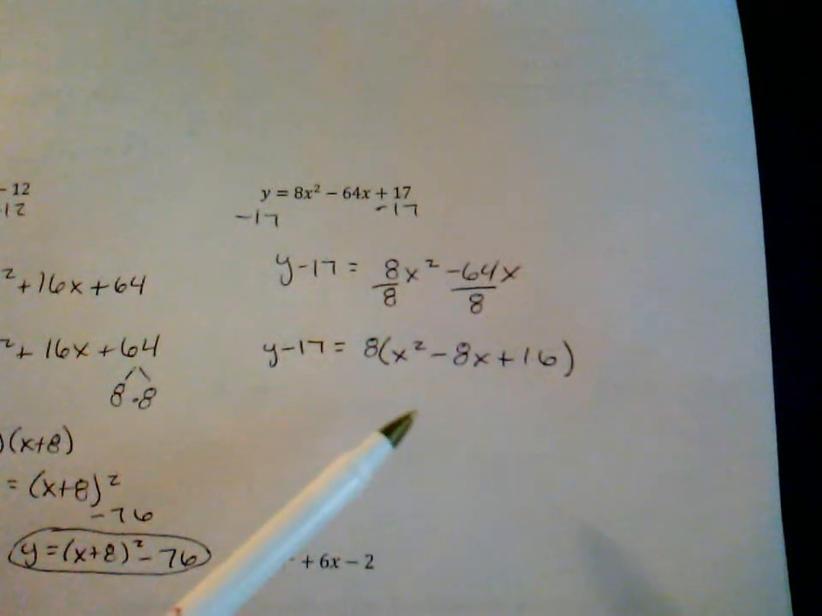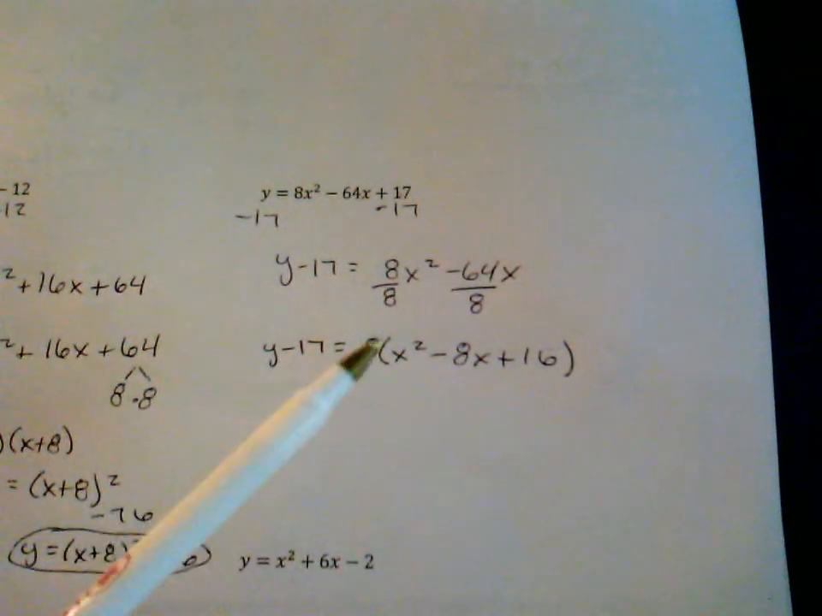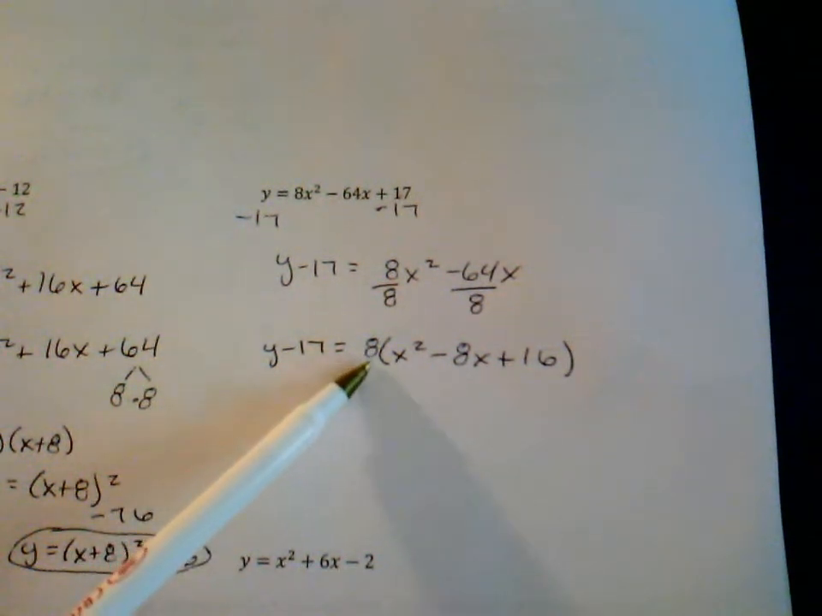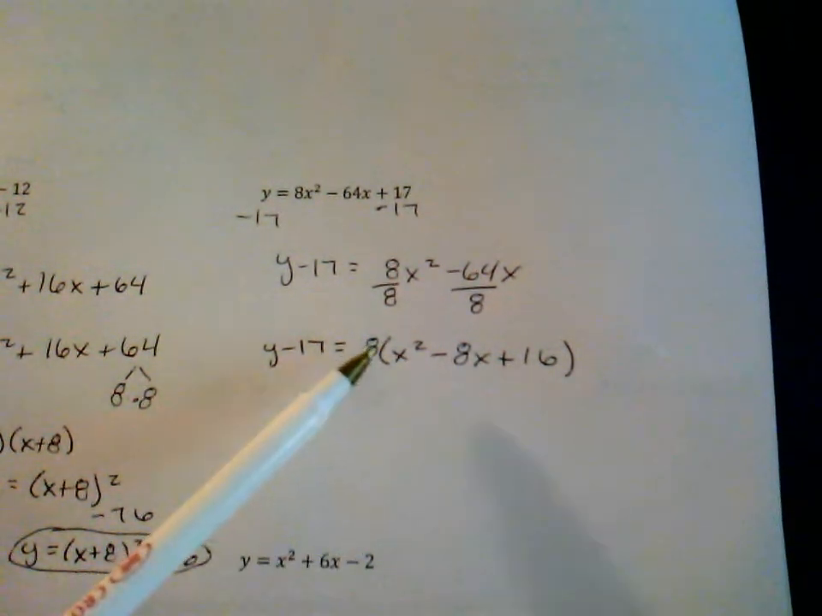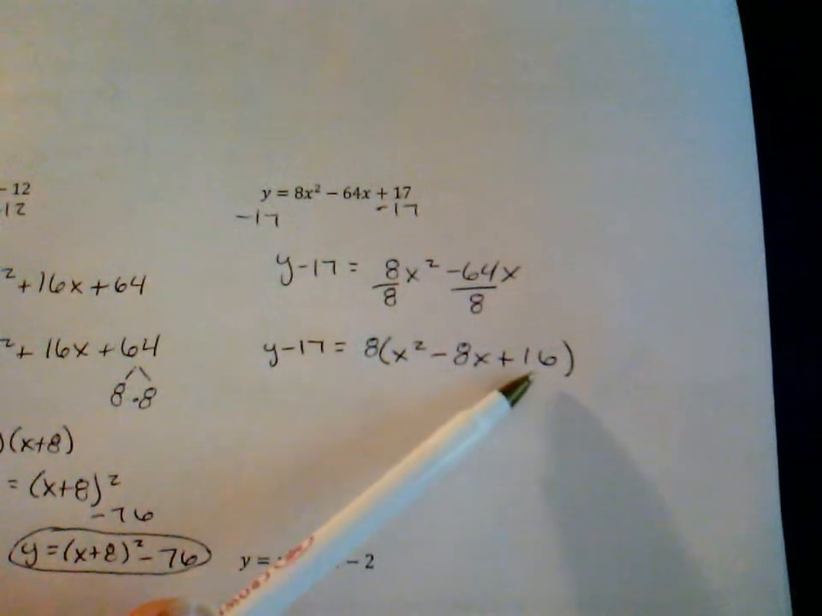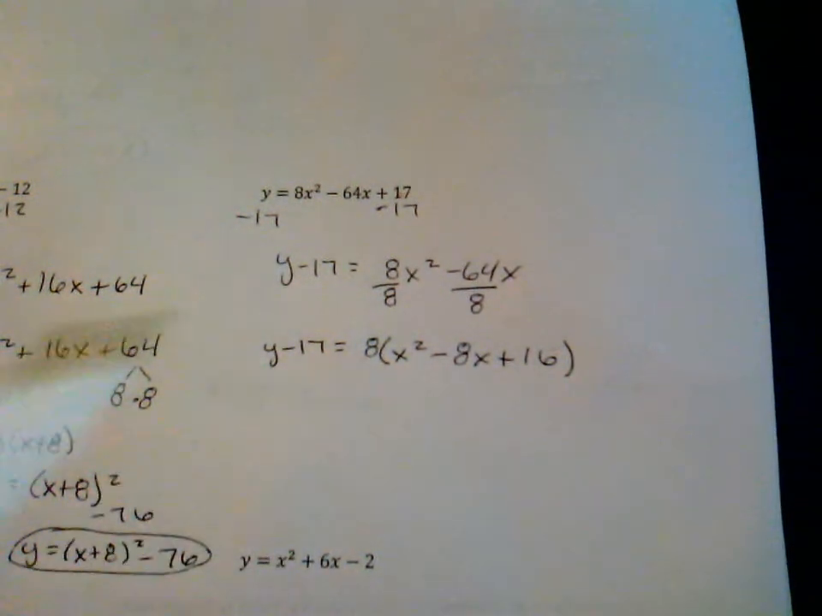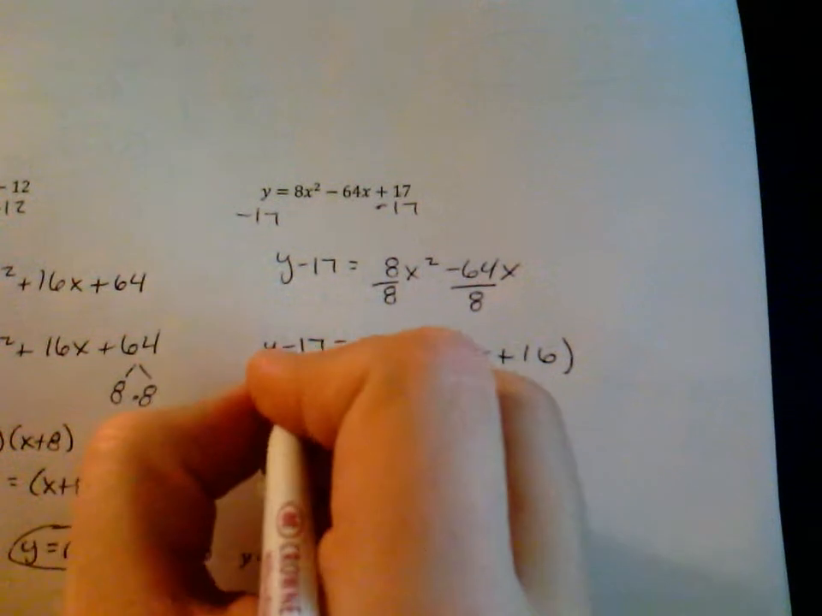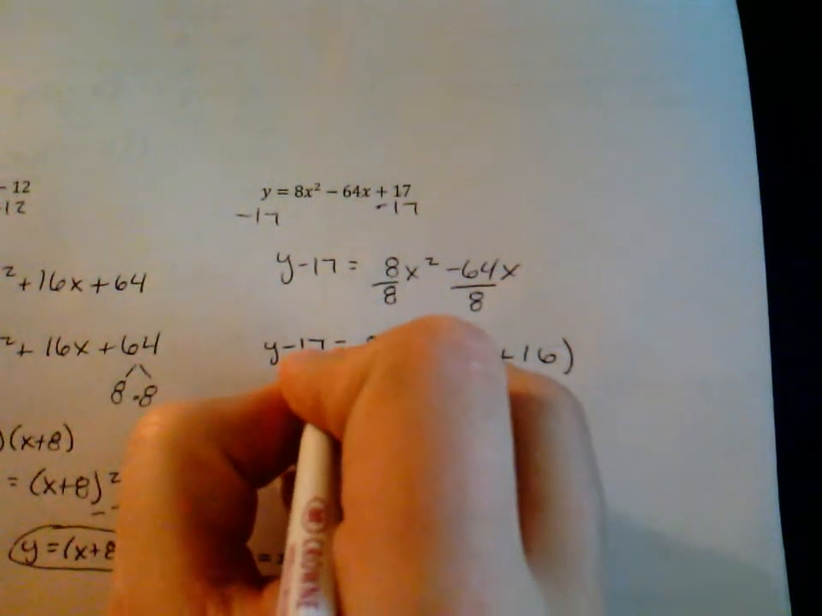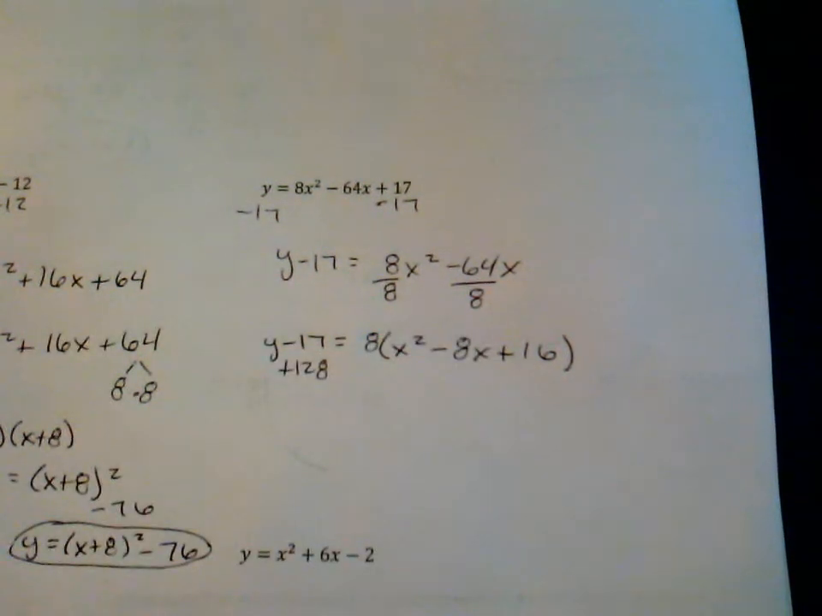Well, it's not technically 16. Why? Because of this 8 in front. This 8 in front is technically multiplying all these numbers on the inside. So this isn't just 16, it is actually 16 times 8. 16 times 8 is 128. So we didn't just add 16 to this side, we actually added 128. So we're going to do that to both sides.